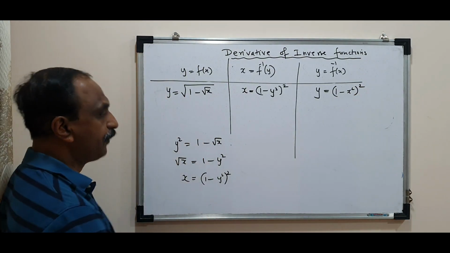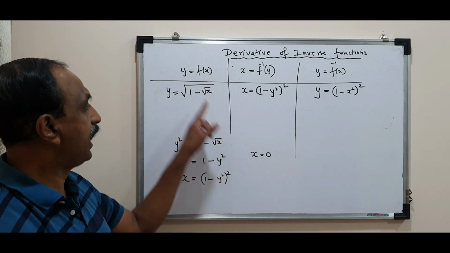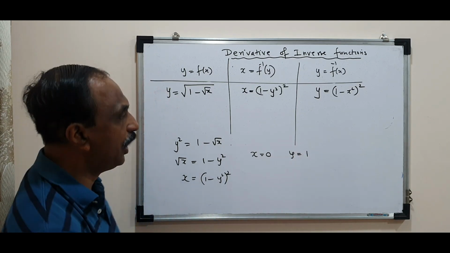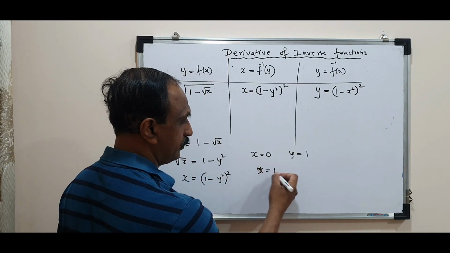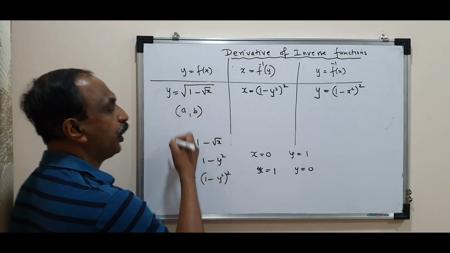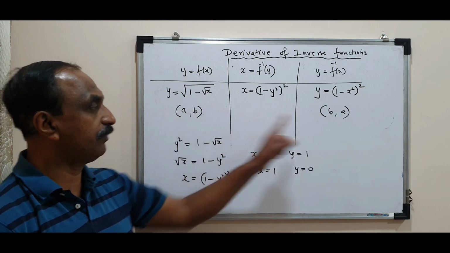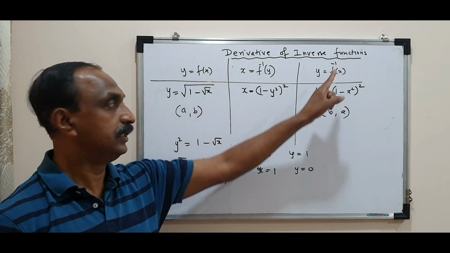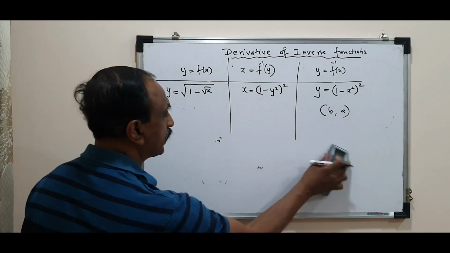For example, if I put x as 0 here, I'll get y as 1. Now, if I put x as 1 here, I'll get y as 0. Which means, if a comma b is a point on this, then b comma a is a point on the other. That means every x coordinate and y coordinate gets interchanged by this formula. Therefore, this is called the inverse function of this. So we write it as f inverse of x. Let's try one more problem.